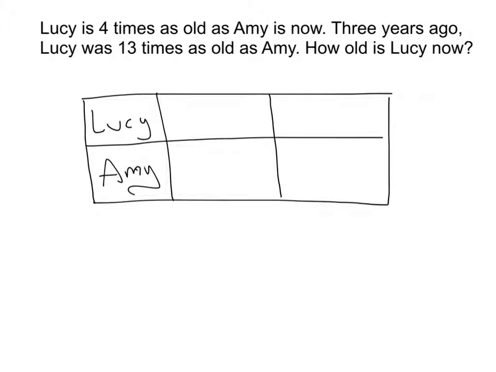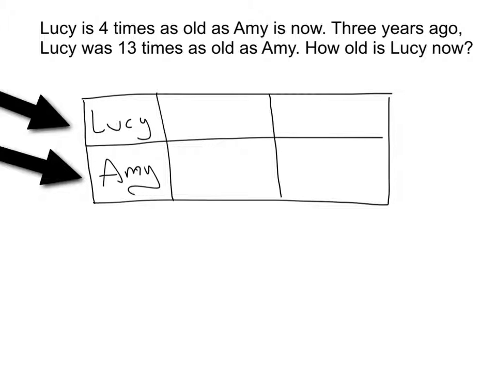So when doing age problems, you always want to start with a 2-row, 3-column chart. The leftmost column, you always want to have the names of the people in the problem. So here we have Lucy and Amy. You then want to indicate which time period of their lives they are comparing.